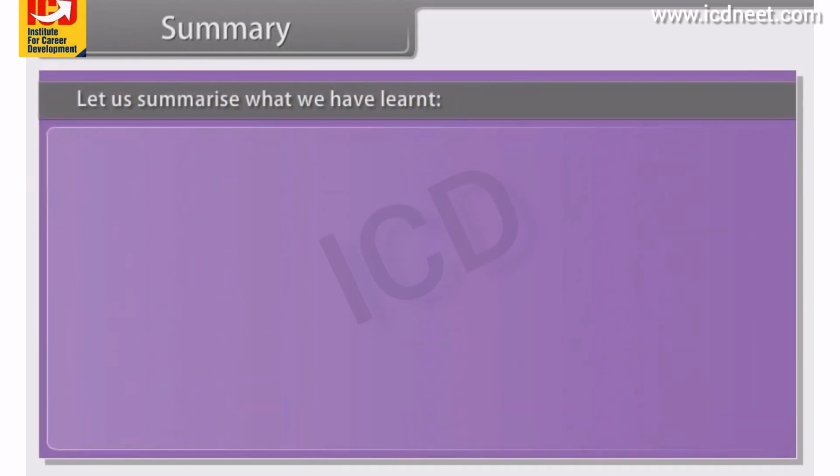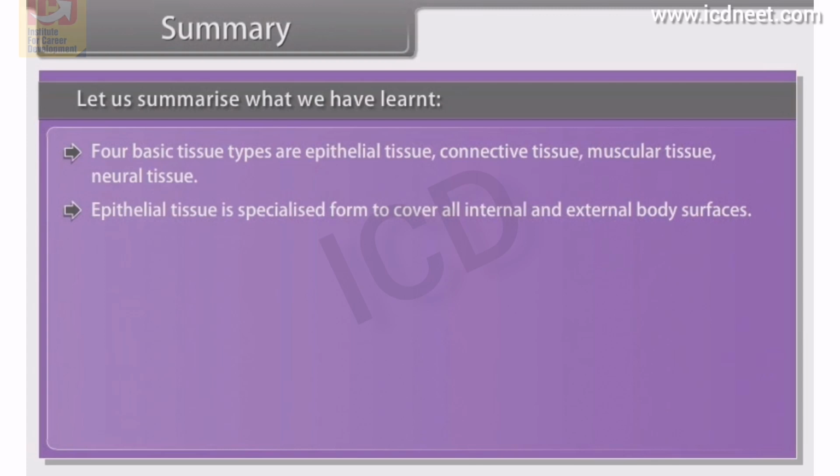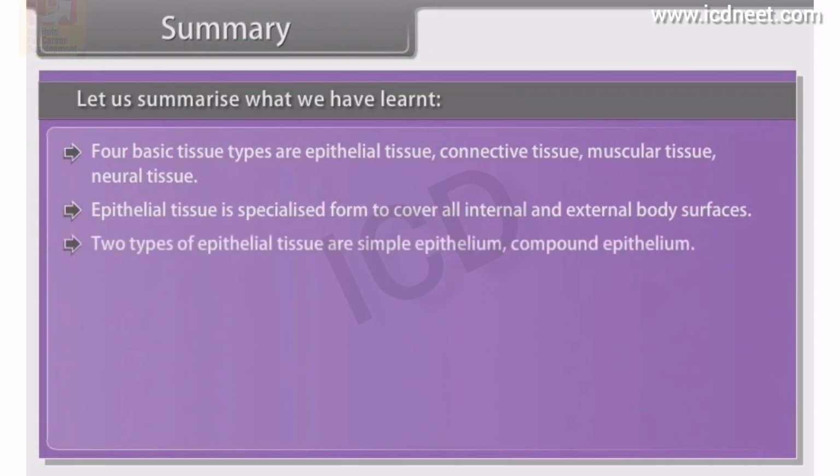Summary. Let us summarize what we have learned. 4 basic tissue types are epithelial tissue, connective tissue, muscular tissue, neural tissue. Epithelial tissue is specialized form to cover all internal and external body surfaces. 2 types of epithelial tissue are simple epithelium and compound epithelium.